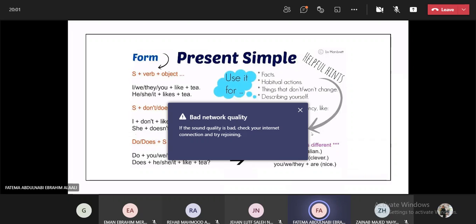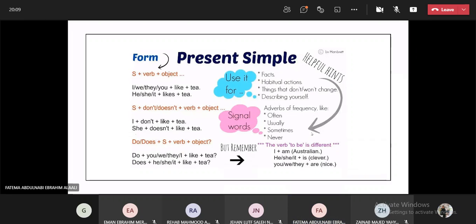We'll move on. When you describe it, we use adverbs of frequency. That's why I give it to you, adverbs of frequency, the first rule, because one of the uses of present simple is using adverbs of frequency, like to talk about habits. So, for example, I am Australian. It's a fact, and this thing won't change. Another example, he is clever. We're describing someone. And last one, you are nice. It's also describing.